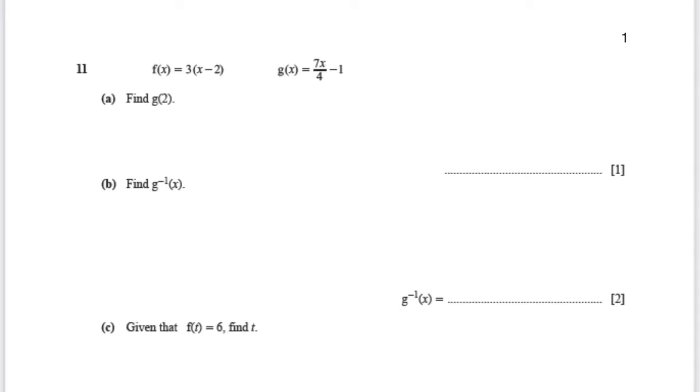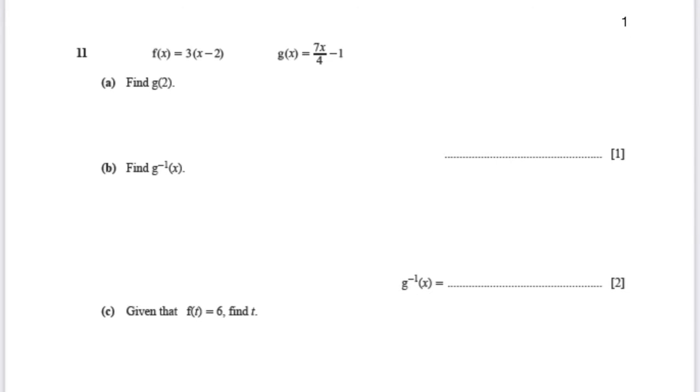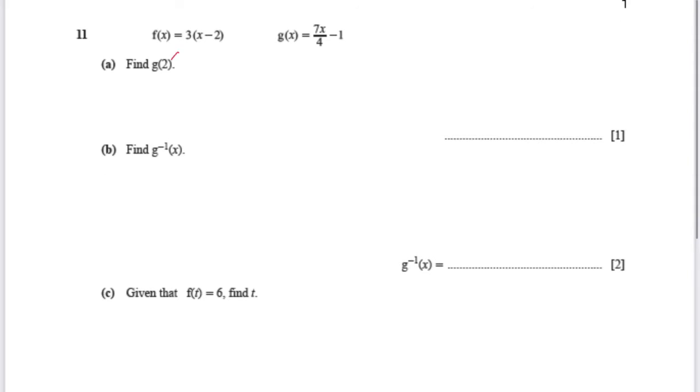Let's start. So the first part of the question says f of x is equal to 3 times (x minus 2) inside the brackets. And then g of x is equal to 7x over 4 minus 1. Find g of 2. So in order to find g of 2, you need to plug 2 in place of x in this function. So let's write that. So g of 2 is 7 times 2 over 4 minus 1.